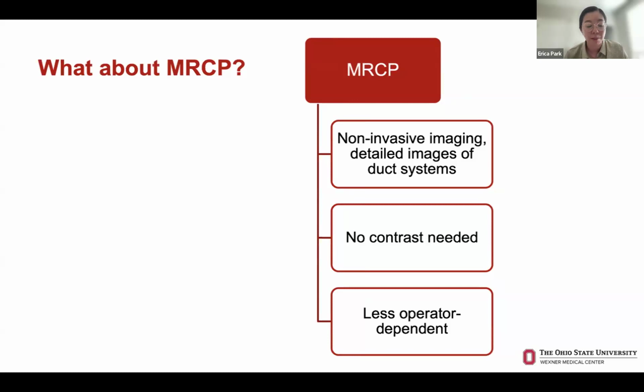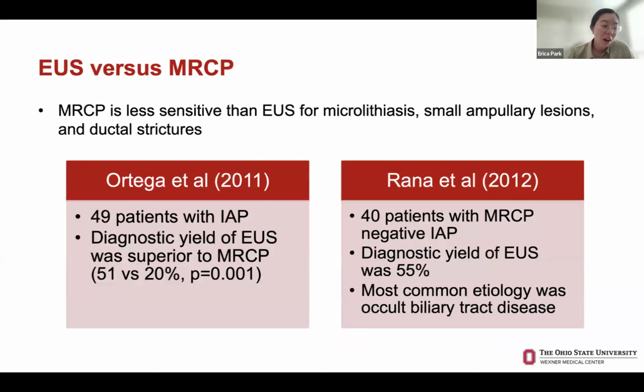And advantages of MRCP include that no IV contrast is administered or ionizing radiation, and it is less operator dependent compared to EUS or ERCP. However, some studies indicate that MRCP is less sensitive than EUS in certain conditions, such as microlithiasis, small ampullary tumors, and ductal strictures.